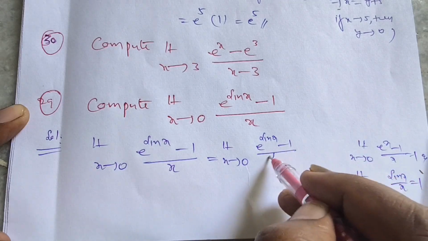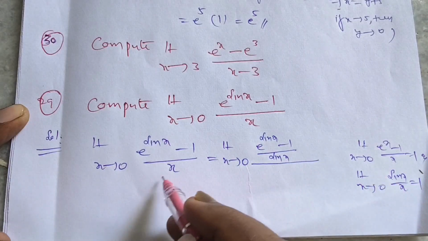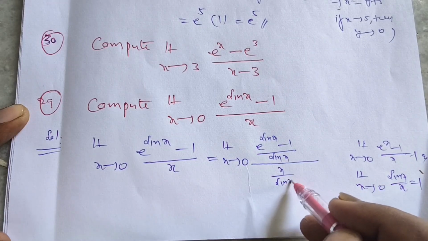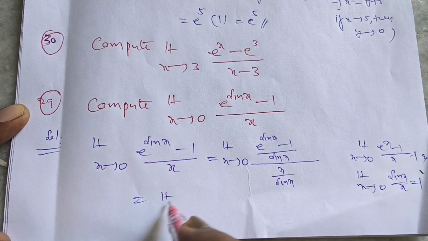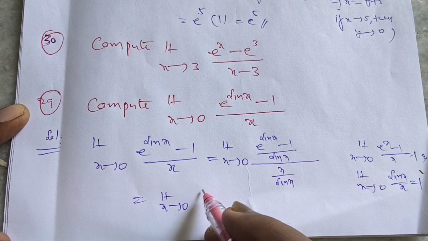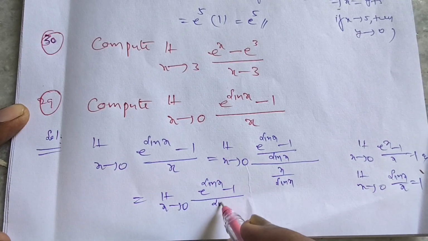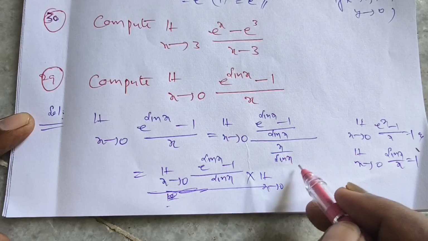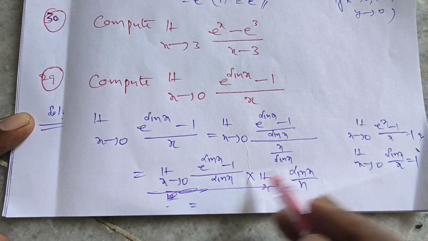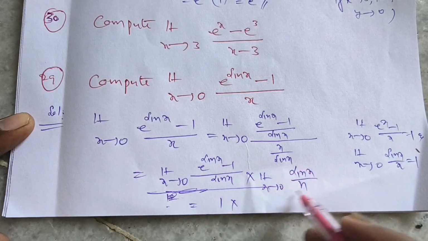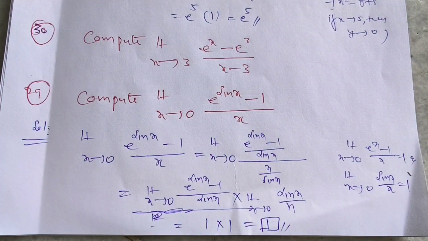So here, divide the numerator value and denominator value by sin x. So (e power sin x minus 1) by sin x, over x by sin x. So limit x tends to 0, the numerator value is (e power sin x minus 1) by sin x into the reciprocal of the denominator value, that is limit x tends to 0, sin x by x. So the first limit is in standard form and the second limit is also in standard form. 1 into 1 equals 1.